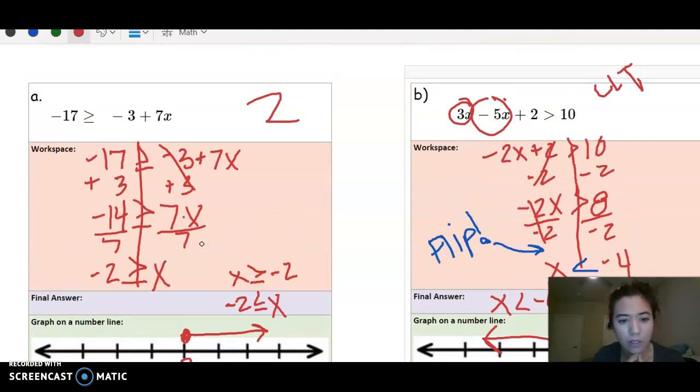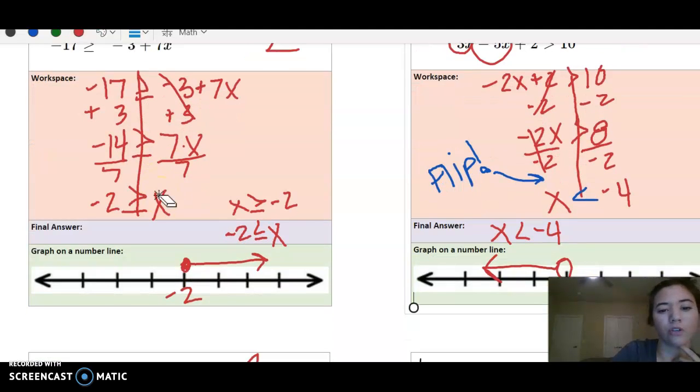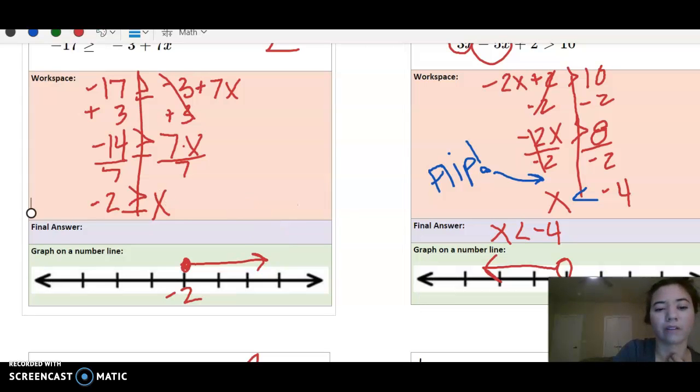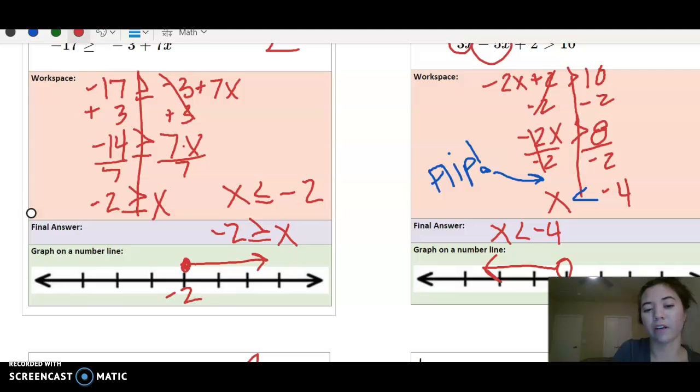Oh, what am I doing? Y'all, I made a mistake. I'm sorry. Let me erase that, and I'll show you what I did. I moved my sign. Right here you can see the negative 2 is clearly on the bigger side, and I wrote it wrong over here. My bad. That was a mistake on my part. So your answer is negative 2 is greater than or equal to x, or x is less than or equal to negative 2. So your sign has the smaller part on the x.